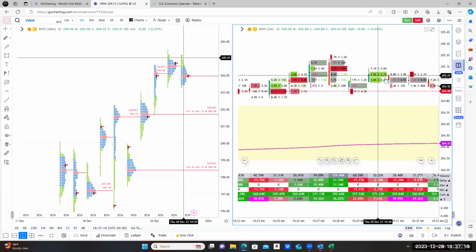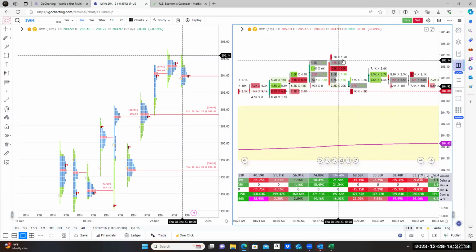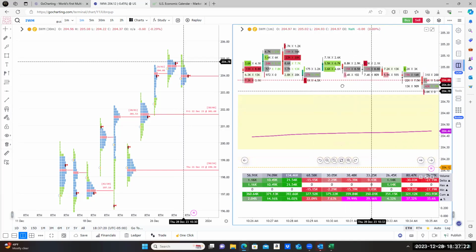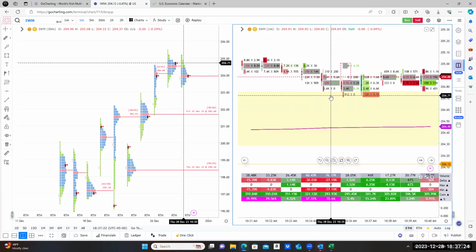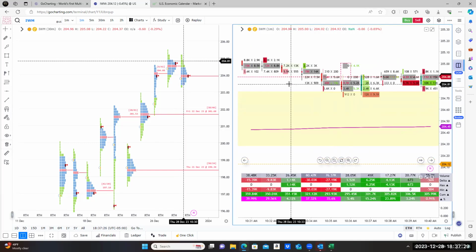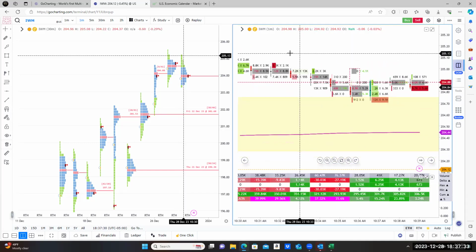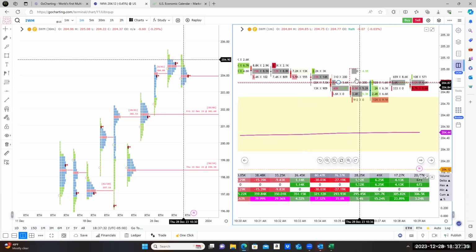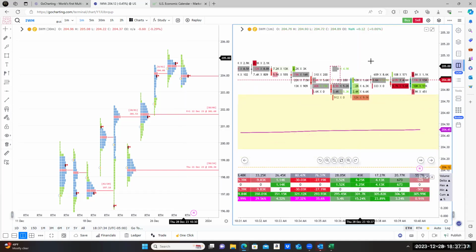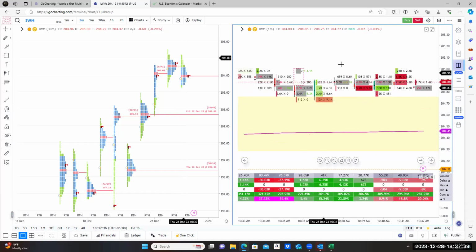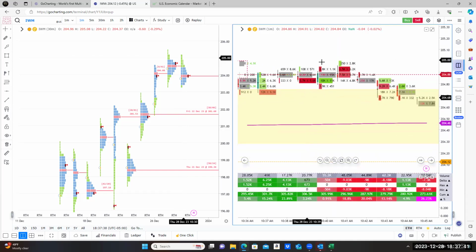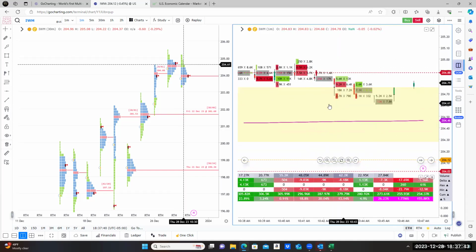And we take a nice little drop down from, let's see, 205.16. And how far did we go? Looks like we went all the way down to 204.71. Not only do we see some trapped buyers, we see some stops being hit or activated. People are jumping out, getting nervous, and we drop even more.